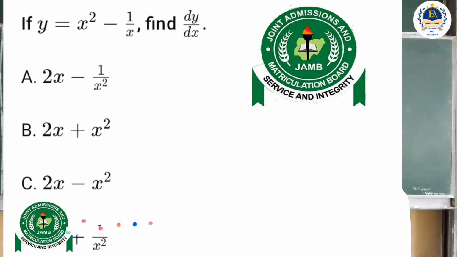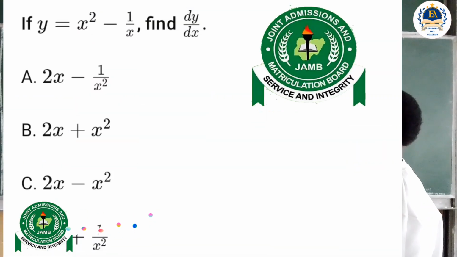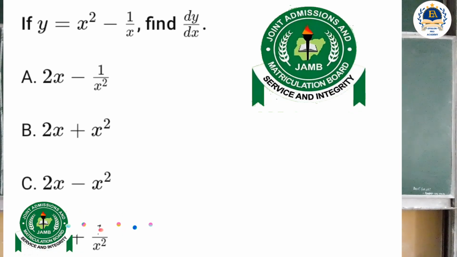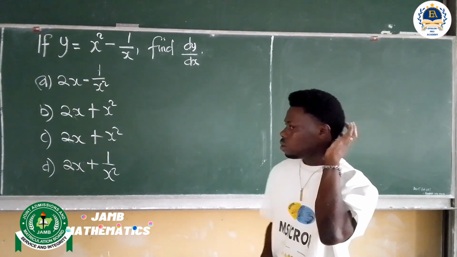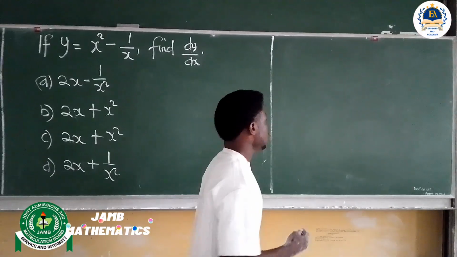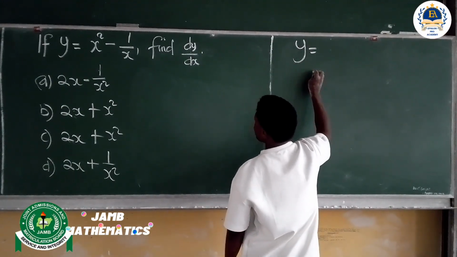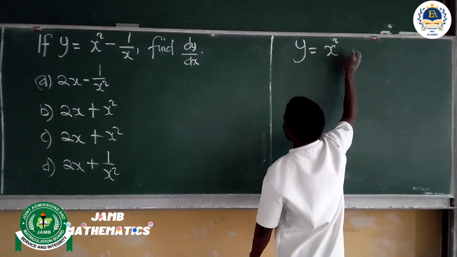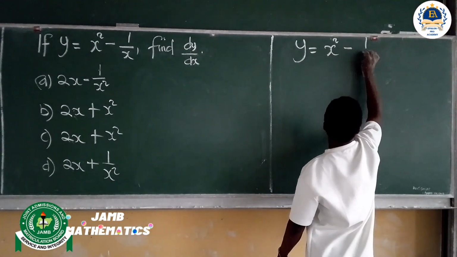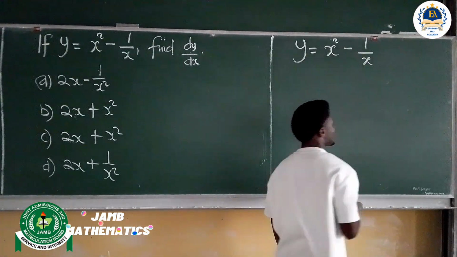If y is equal to x squared minus 1 over x, find dy over dx. Options are given below. Solution. So we have the function y is equal to x raised to the power of 2 minus 1 over x.